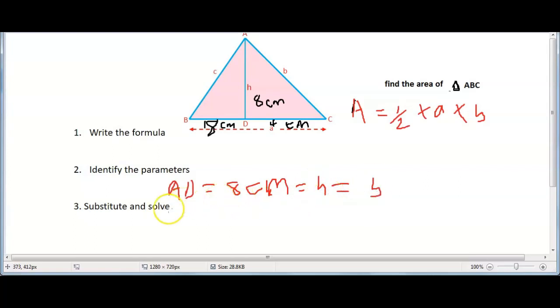And then side BC, there are 2 numbers given here. The distance has been divided into 2, from B to D and D to C. So BC will be equal to BD plus DC, 18 plus 4, which gives 22.